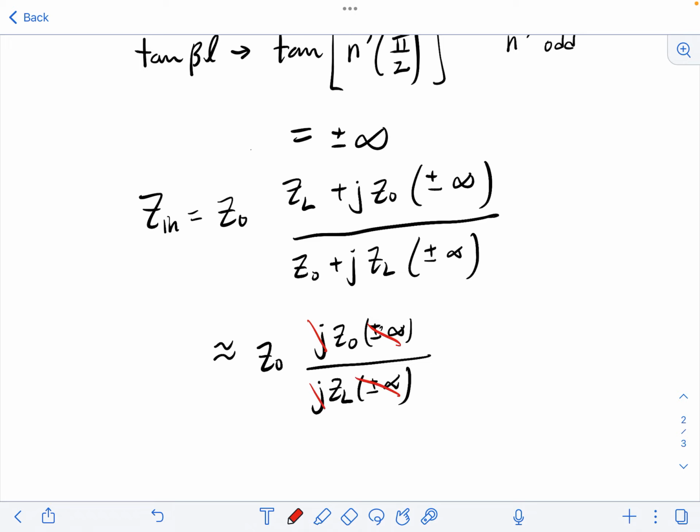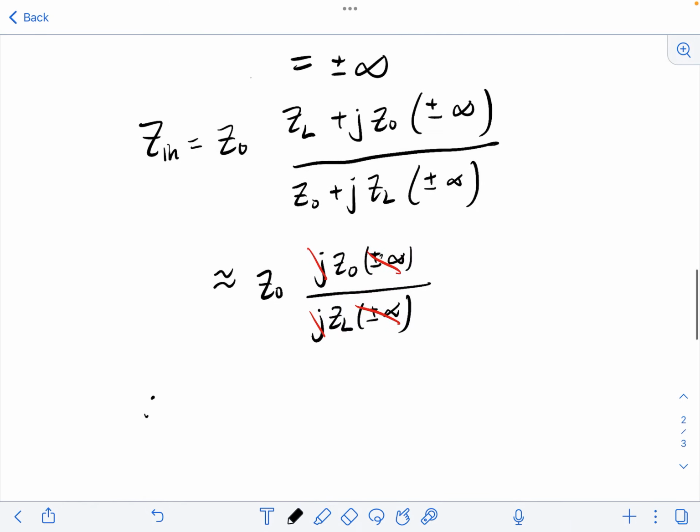And what we end up with is Zn is going to go to Z0 squared over ZL for the case of L equals n prime, an odd multiple of lambda by 4.